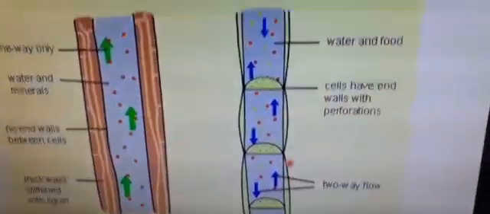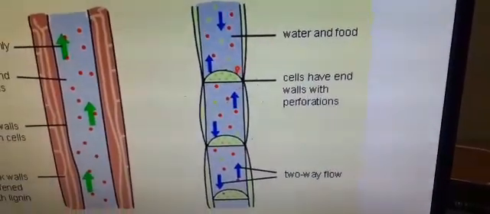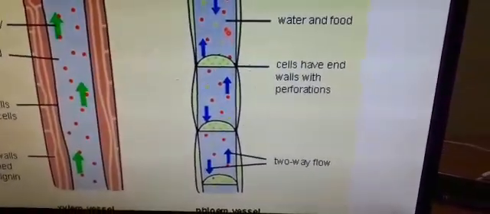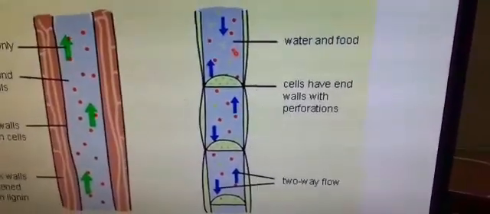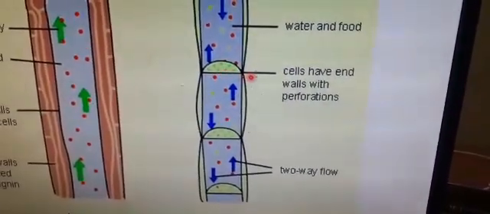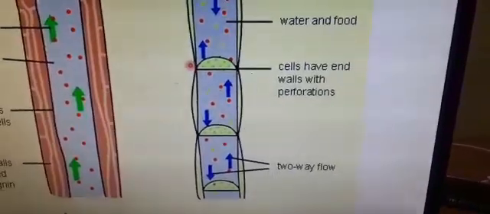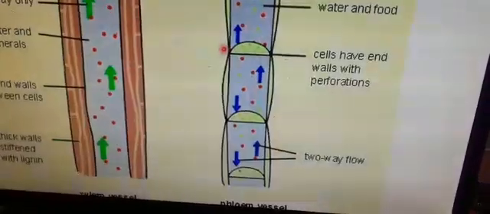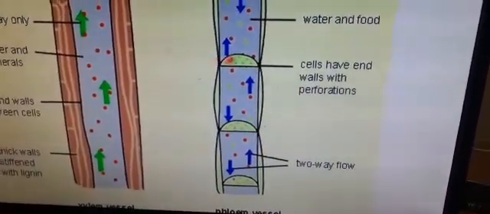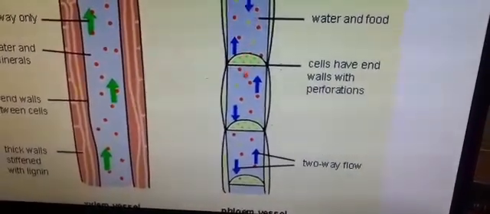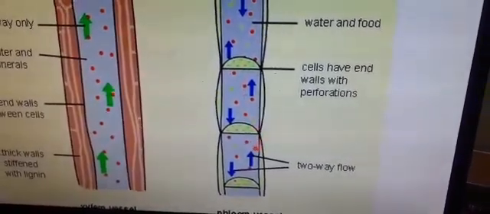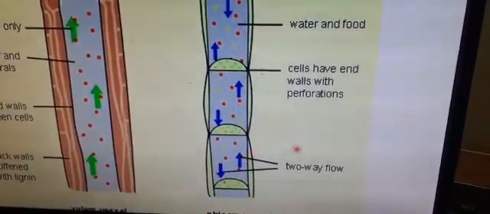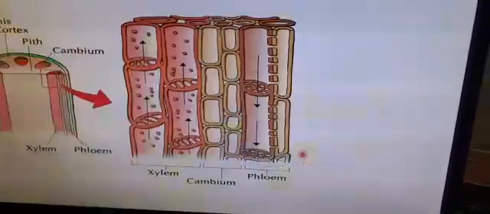Coming to phloem, you see it transports food. When I say water, it will be in the form, when we say food, it is in the form of solution. So that's why it's water and food. Then they have cells with perforation. In the previous one, there were pits; here there are sieve pores. So there will be some holes which will help in the movement of food from leaves to all the parts of the body. Now this can be moved in any direction. So that's why it's a two-way process.